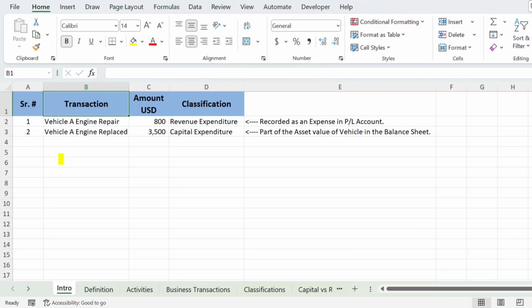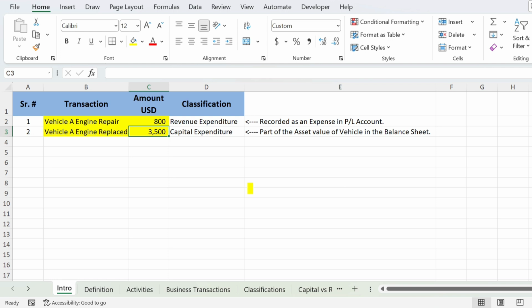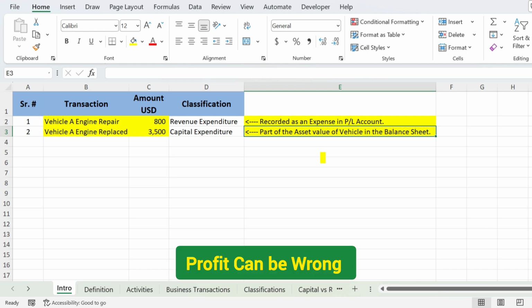Imagine a company records these two transactions: vehicle A engine repair, 800 USD, and vehicle A engine replaced, 3500 USD. Both involve the same vehicle, but in accounting they are treated very differently. One is recorded as an expense in the profit and loss account, the other becomes part of the asset value of the vehicle in the balance sheet. If we classify these transactions incorrectly, the company's profit can be completely wrong.